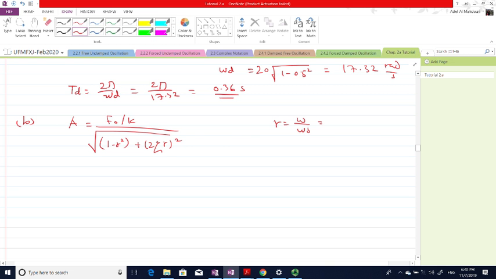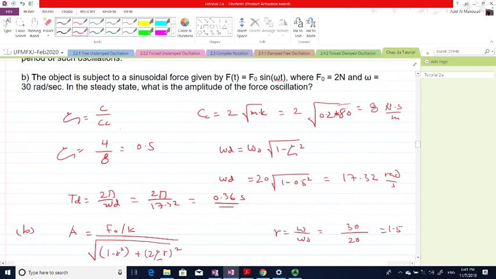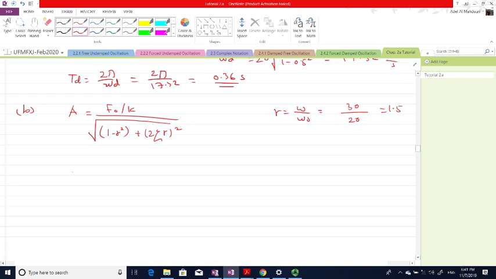And that one will be, how much omega? Given 30, right? This is 30, and this one you calculated as 20. So you'll have 1.5. So you just plug in zeta and R, and you know K, and you know F naught. How much is F naught? Given in the question, right? 2 Newton, right? You just plug in all the numbers in here.